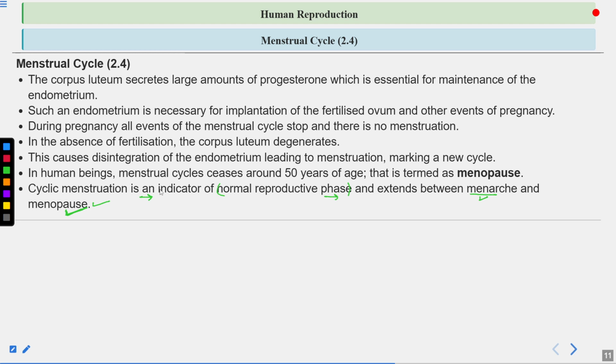Now, if there is no menstruation, or if there are some changes in the menstrual cycle, then what happens? The female should consult the doctor, because if there is no menstrual cycle, it is not always an indicator of pregnancy. There can be certain health issues or certain stress that might be affecting the menstrual cycle.